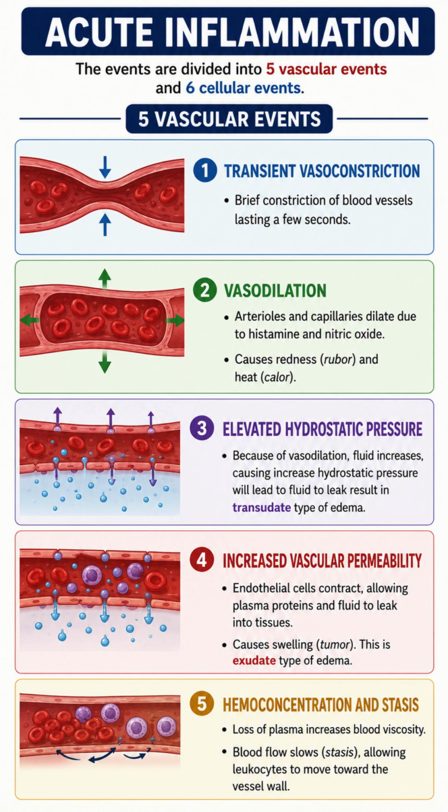The second event is vasodilation. The arterioles and capillaries dilate due to the action of histamine and nitric oxide. This causes redness, known as rubor, and heat, known as calor.